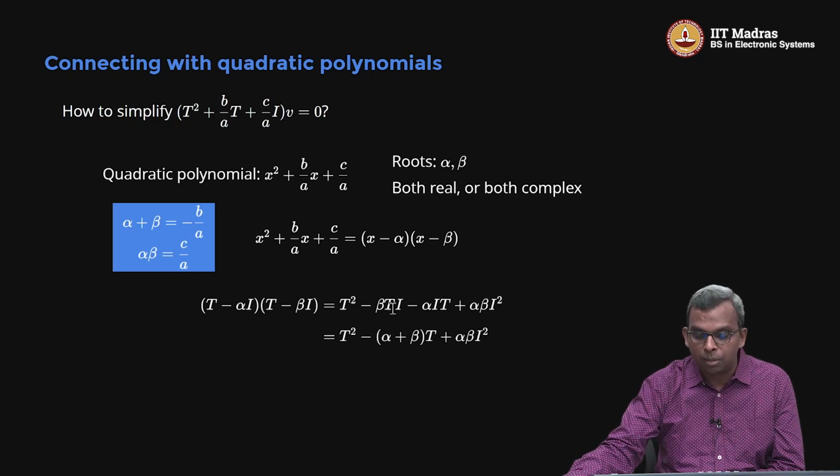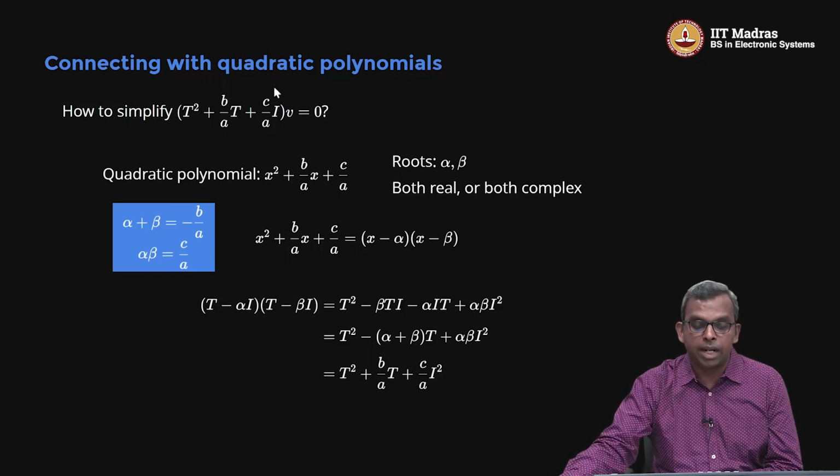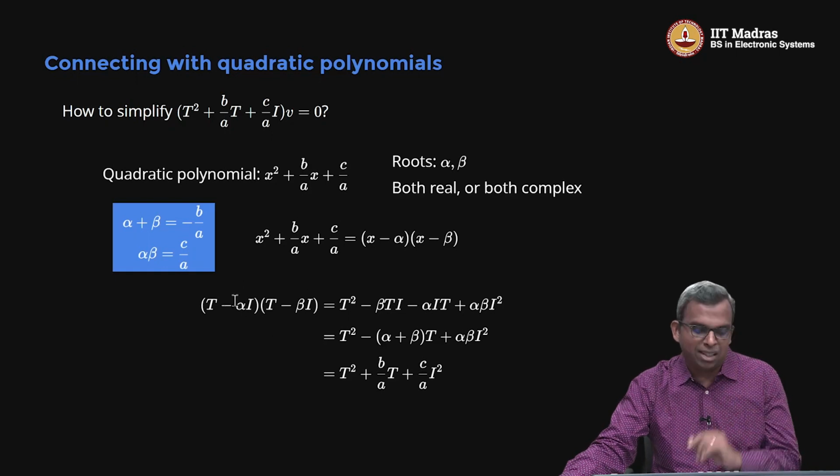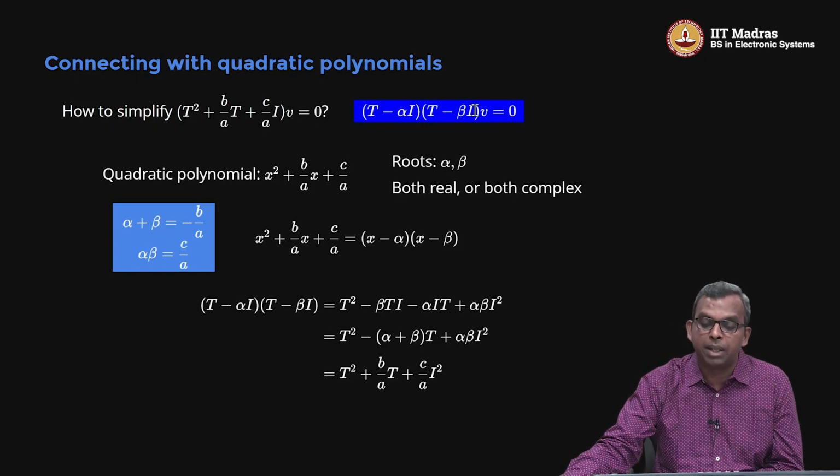So you can see that the terms t alpha I and t beta I are the same. You get this. Now alpha plus beta is minus b by a, alpha beta is c by a, you get this guy. So this quadratic operator equation becomes the product of two linear sort of terms, t minus alpha I, t minus beta I. So you get t minus alpha I times t minus beta I, v equals 0.